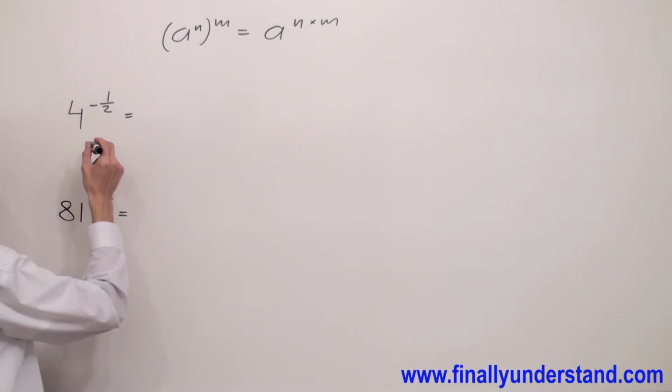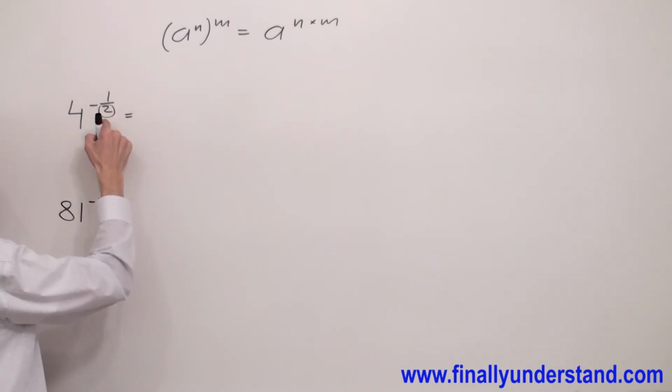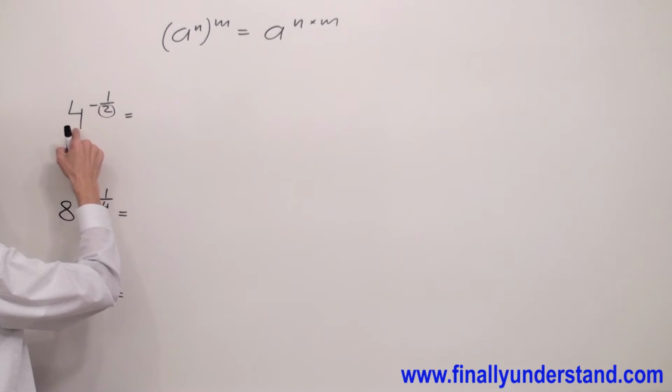4 to exponent negative 1/2. Again, what I have to do first, look at the denominator. Okay, the denominator is 2. Ask yourself the question, what number raised to power 2 is going to give me 4?